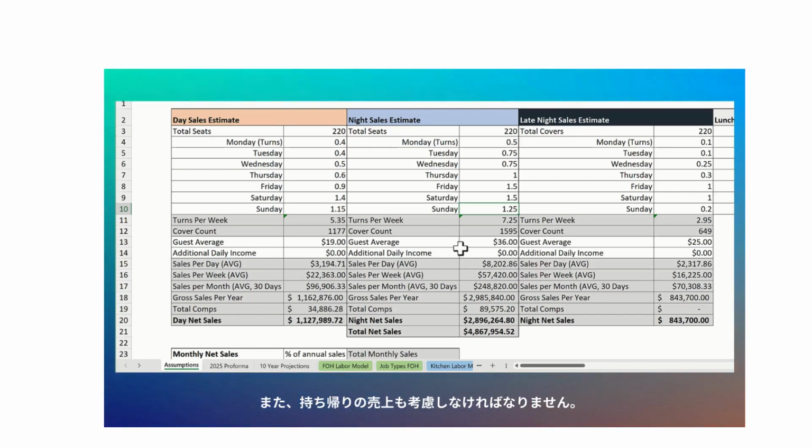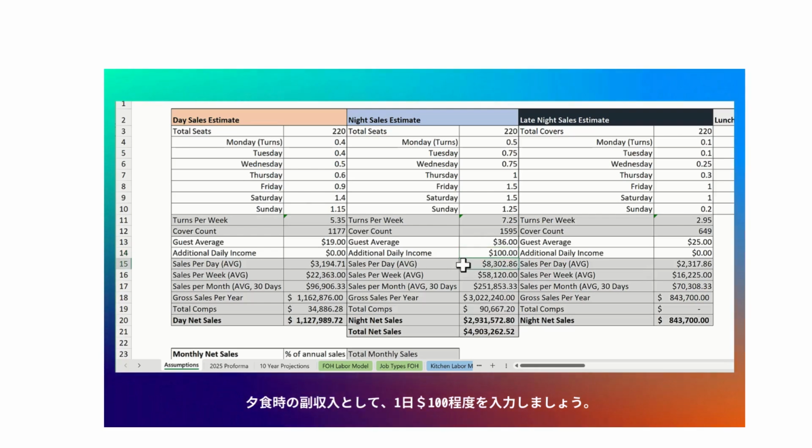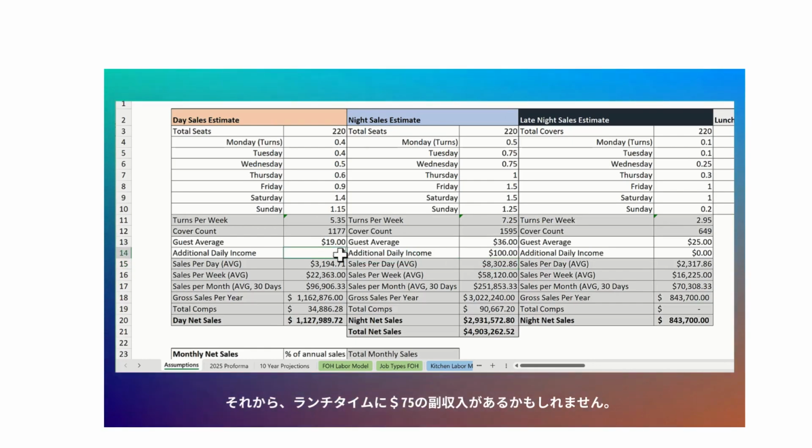Now, in a seated situation, we want to also account for takeout. So what we can do here is put in this additional daily income. So this is our additional sales per day, which could be takeout or wine to go or cocktail kits to go, whatever your business is doing. So let's plug in about $100 a day for additional income at dinner, maybe $75 additional income at lunch.